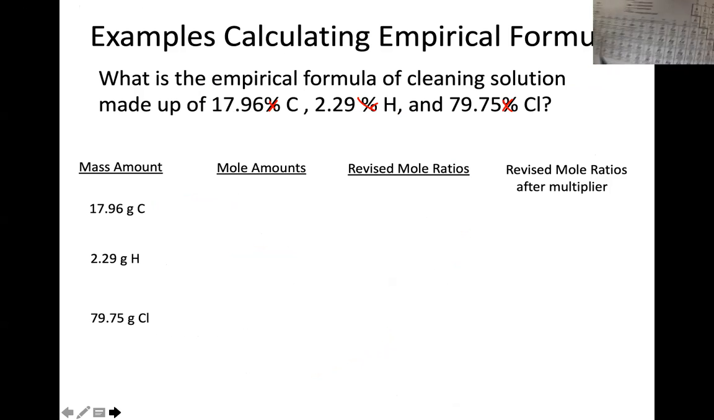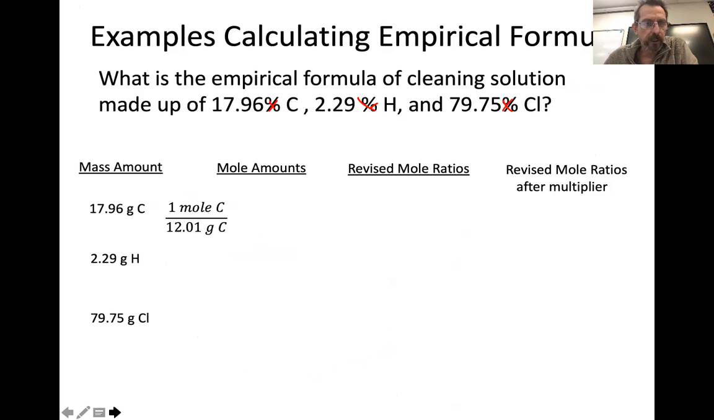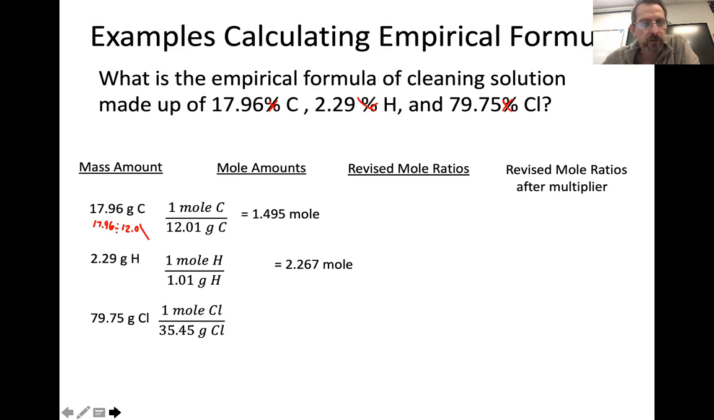Mass to mole, right? We use the molar mass for each chemical. Molar mass for carbon, 12.01 grams. That actually means all we're doing is we're going to take 17.96, and we do this by division, divide by 12.01, and we get the mole amount of carbon. So there it is, 1.495. We're going to do the same thing for hydrogen, different molar mass, right? 2.267. Do the same thing for chlorine, different molar mass because it's a different element. 2.250.